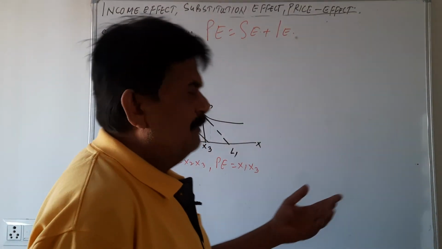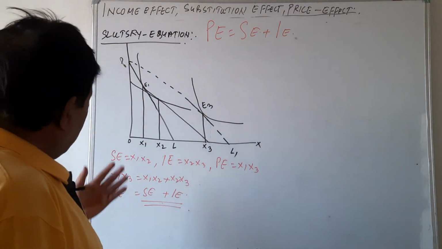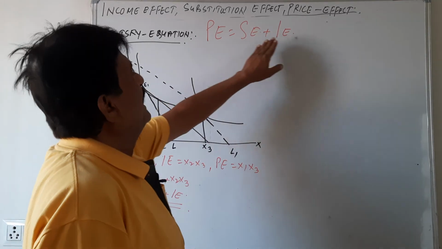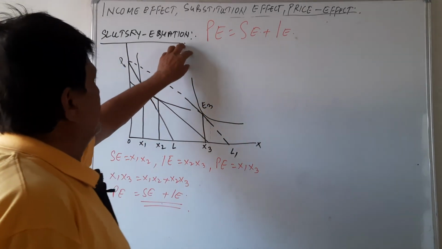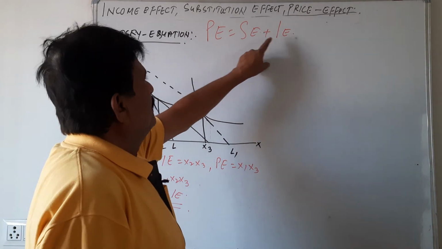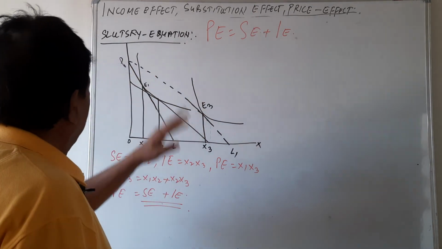In consumer's behavior, we have a Slutsky equation. That equation decomposes price effect into two effects, substitution effect and income effect. And this Slutsky equation says that price effect is the sum total of substitution effect and income effect. This is being shown in this diagram.